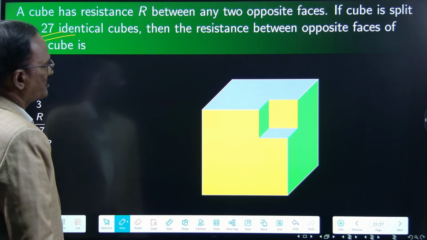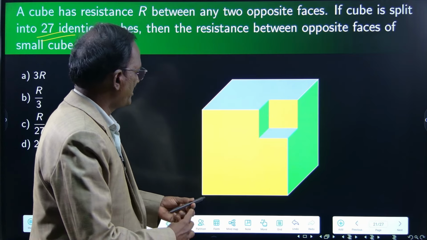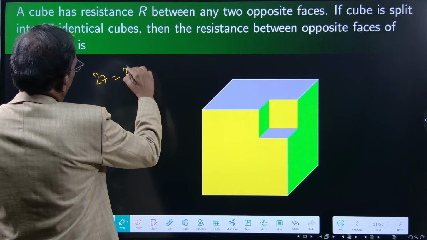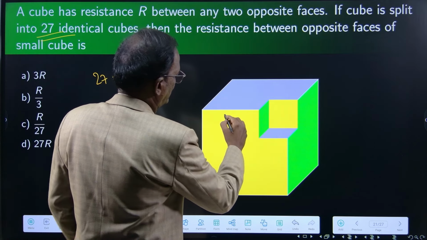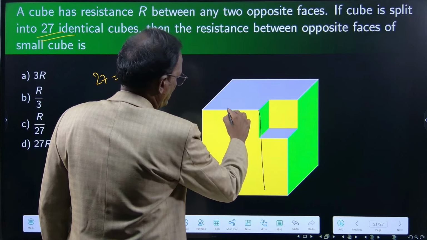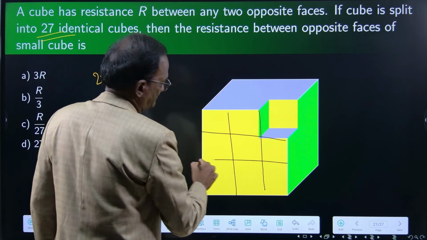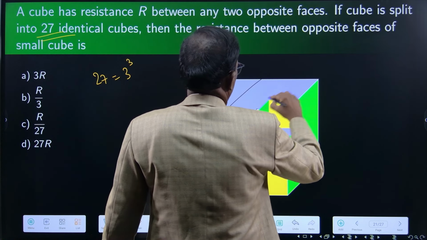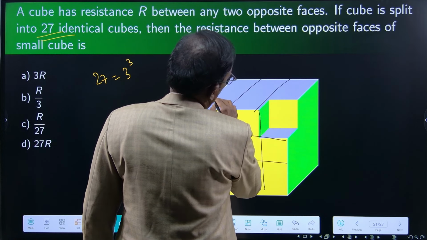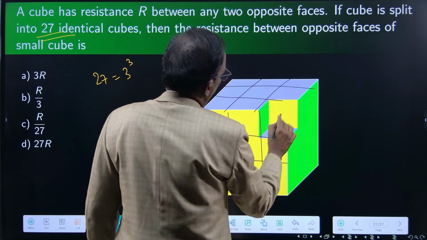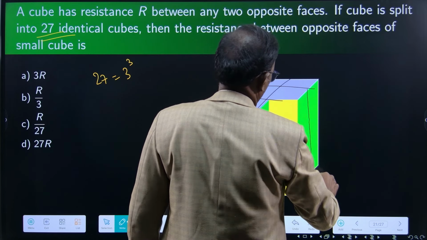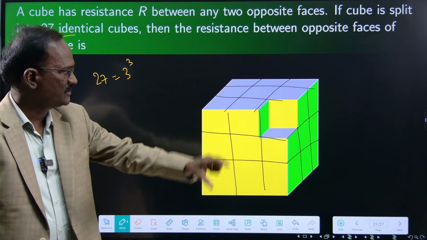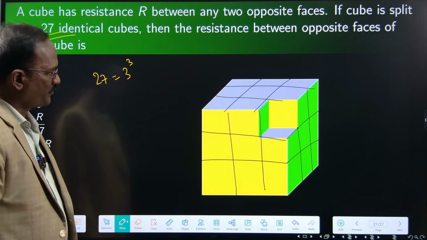Between opposite faces of the small cube, one small cube we have removed. So 27 is equal to 3 cubed. So 3 lines I can draw. Line 1, line 2, right? How it is cut into 27 cubes, right? This way they are cutting it. So one small cube is formed, right?